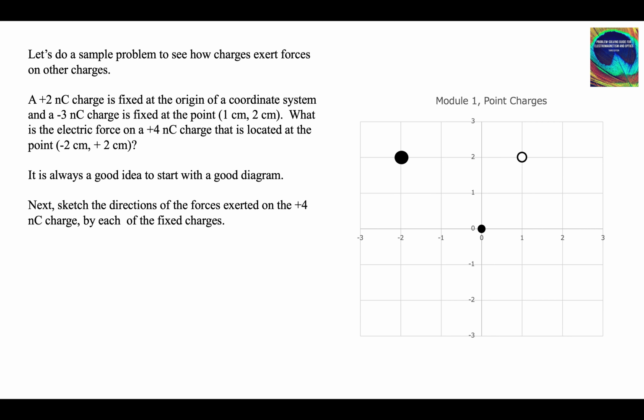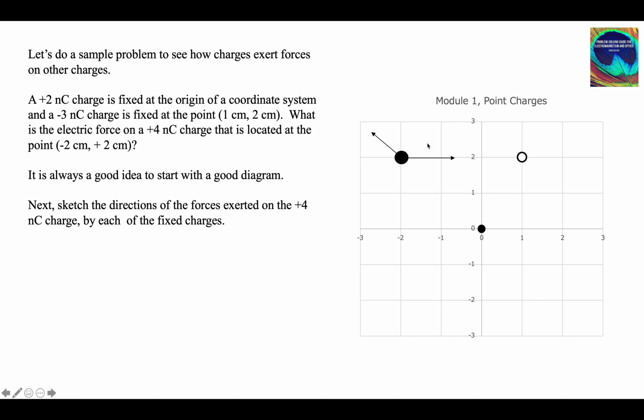Next thing we want to do is to draw the direction of the forces, qualitatively sketch the force direction. So the 2 is going to push on the 4 up that way. They repel. They're like charges. We can put that one in. This is negative. It's going to pull this guy. And it's bigger than the 2. It's a little bit farther away. It might have a bigger charge, bigger force, but it's going to pull it. So we put an arrow to the right.